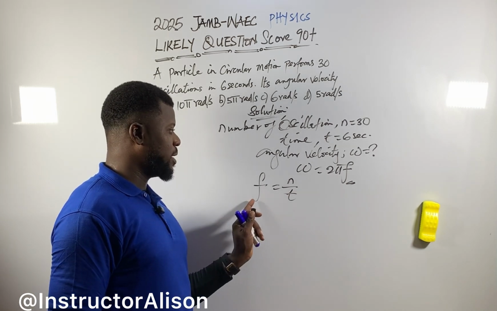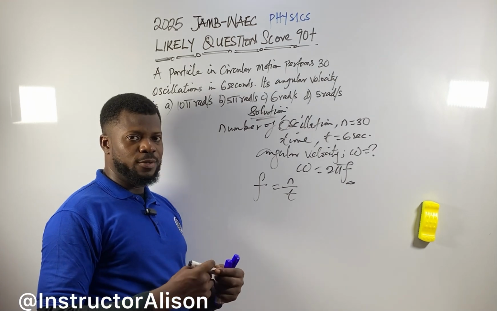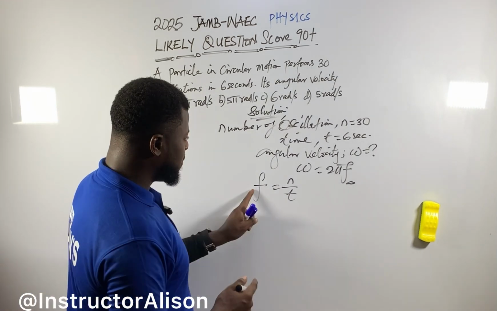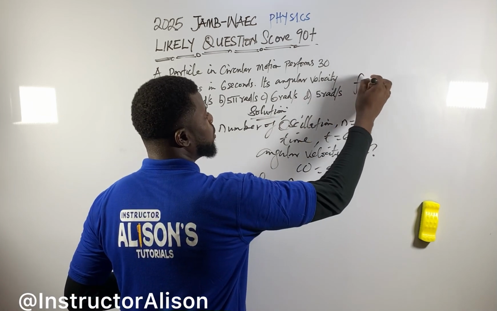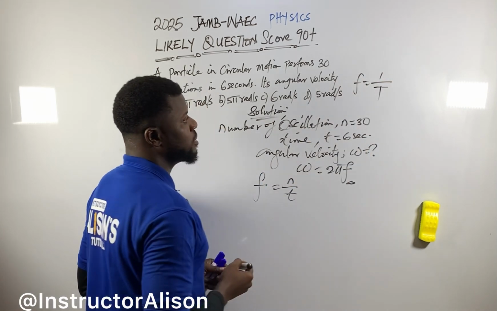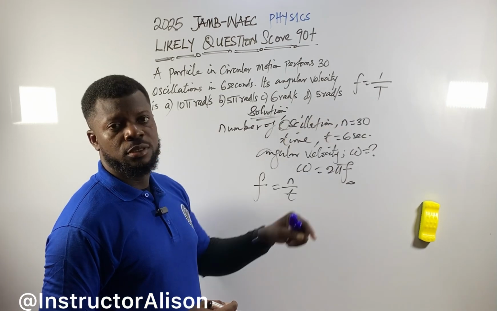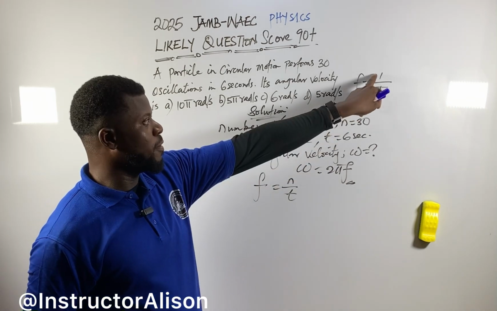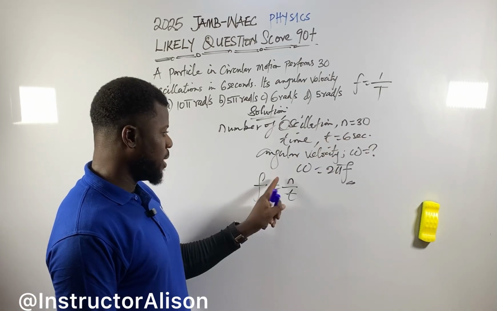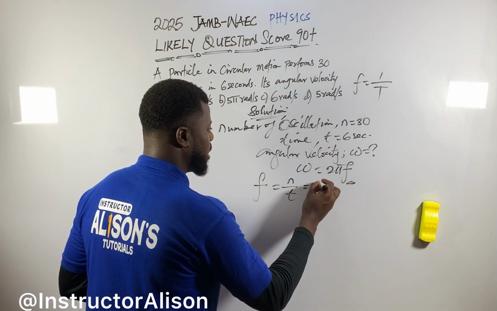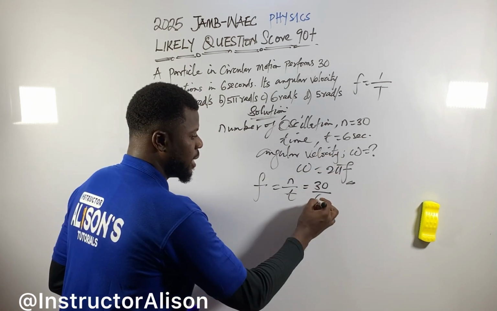Let's carry the answer we get for the frequency. You may not have seen this one before, but when you do waves or simple harmonic motion, you see f equal to 1 over period. That will be the same thing, because in that case the number of oscillations is 1. In this case, the number of oscillations is 30. So we put n, so that later we can replace n as 30 over the time we were given, which is 6. You understand?